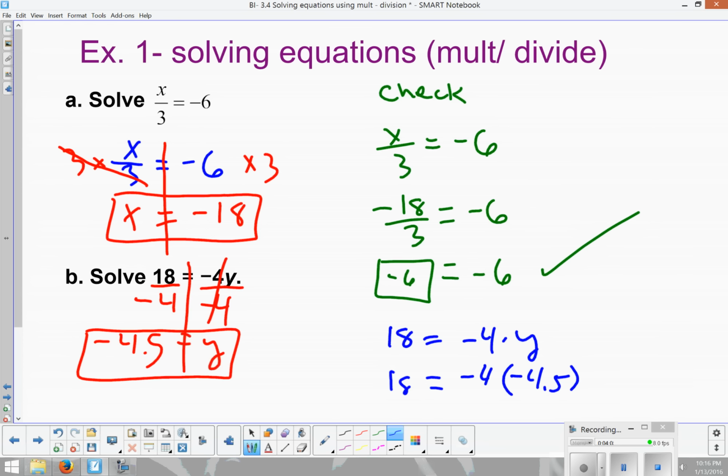Yes, it does. If you want to check on the side, you may too. But a negative times a negative is a positive, and that happens to be exactly 18. So that would be your answer. If it checks, your solution here is correct. Let me go ahead and highlight all the answers here in our example. This would be our answer, and this would be our answer. Again, we're just trying to isolate the variable by doing the opposite inverse operation.